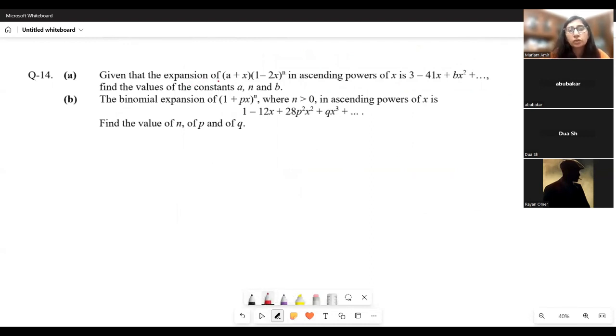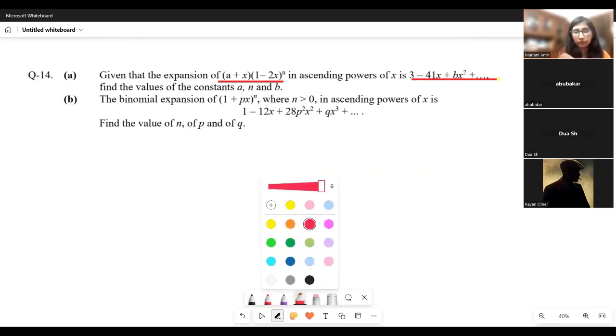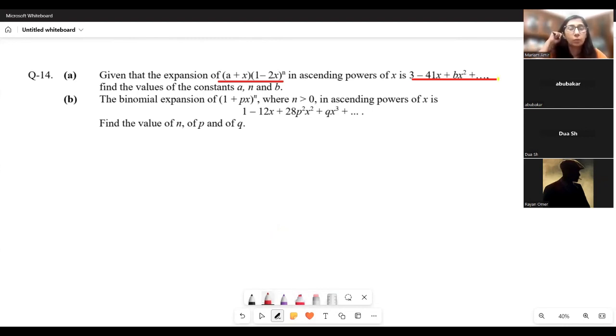Given that the expansion of this in ascending powers of x is this, find the values of a, b, and c. So what we'll do, we will first expand this, ignoring everything else. Expand 1 minus 2x power n.